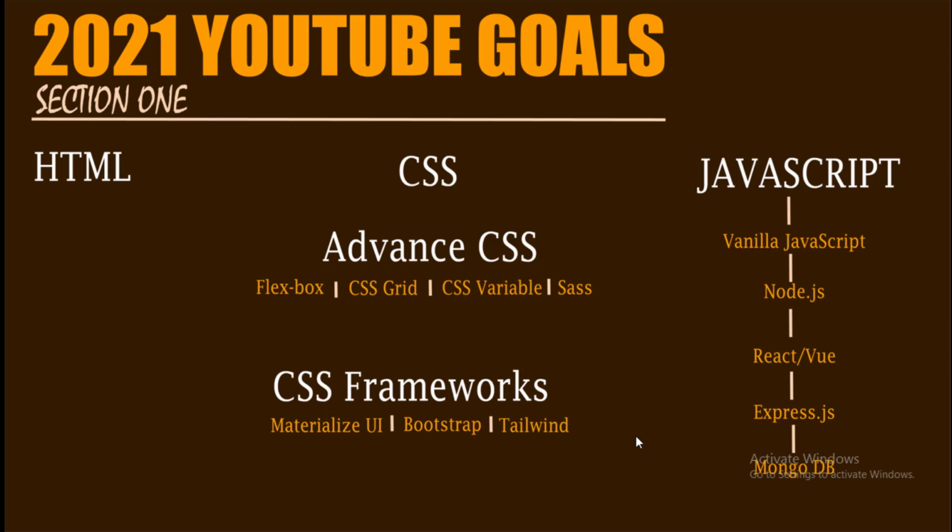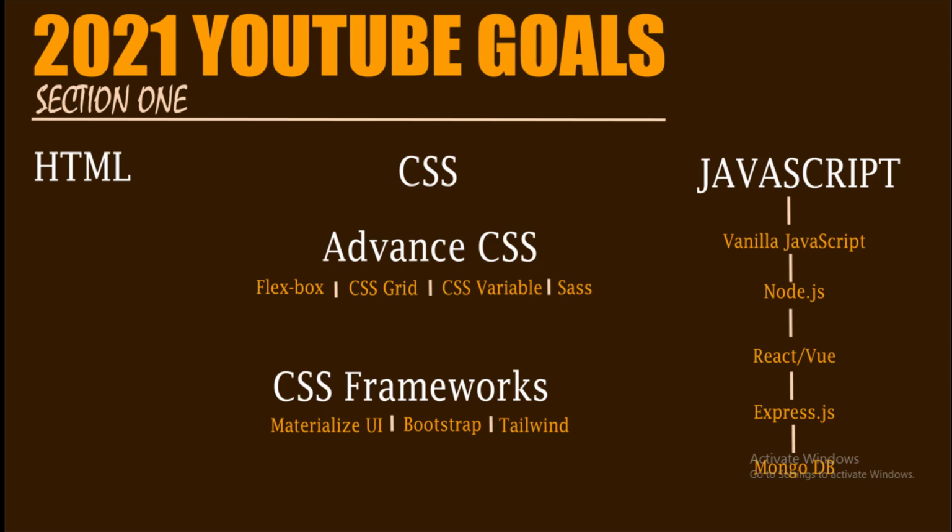The second slide is just like a breakdown of the first section. As you can see here, I have HTML, which I'm going to talk about. Obviously, I'm also going to talk about CSS and JavaScript. For the CSS part, we have advanced CSS and CSS frameworks. We're going to talk about vanilla CSS, so we understand how to use it. We're going to talk about advanced CSS like Flexbox, Grid, CSS variables, and SASS. We're going to talk about CSS frameworks like Material UI, Bootstrap, Tailwind, and that whole bunch of CSS frameworks. I'm going to talk about JavaScript, of course. I'm going to focus on vanilla JavaScript, Node.js, React, Vue, Express, and MongoDB.